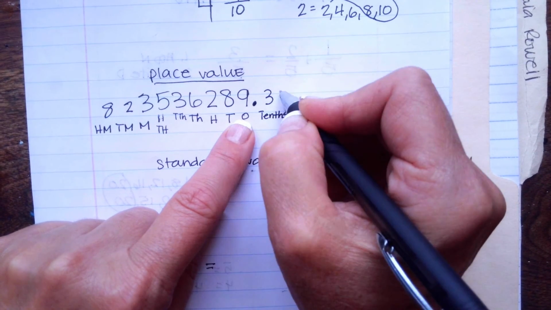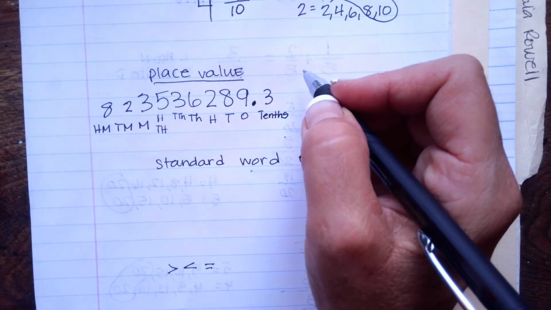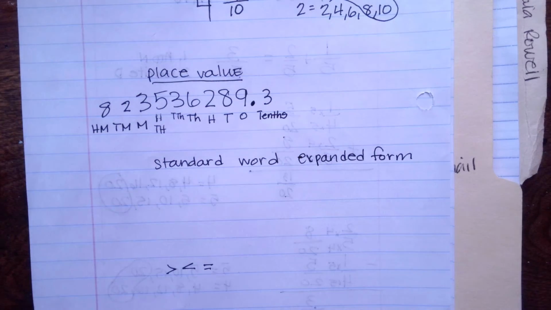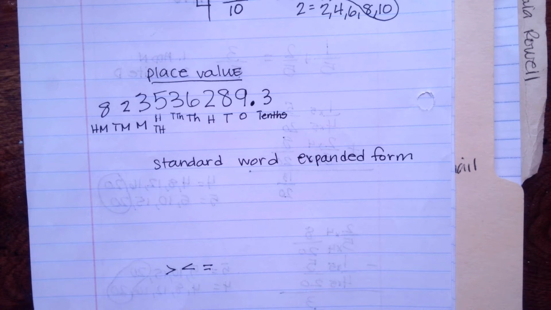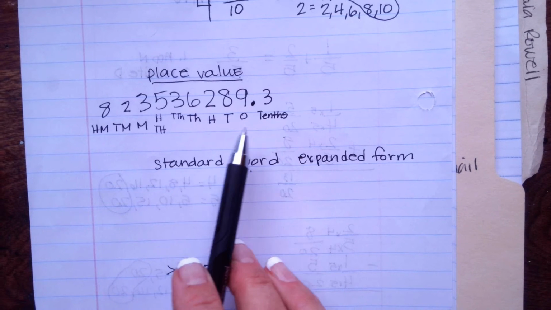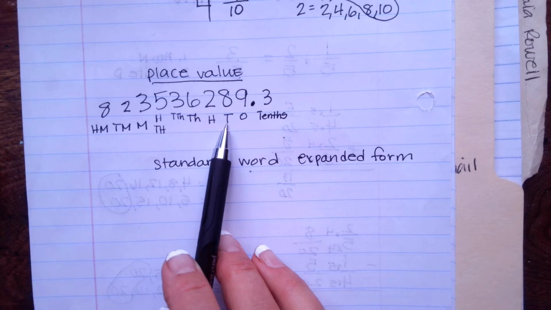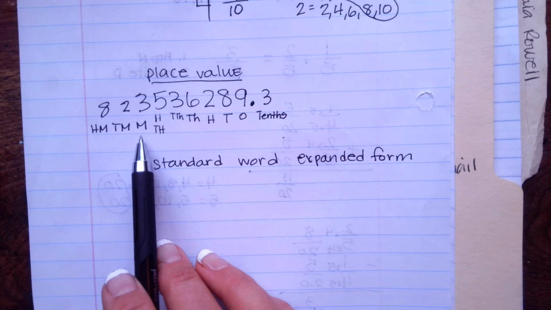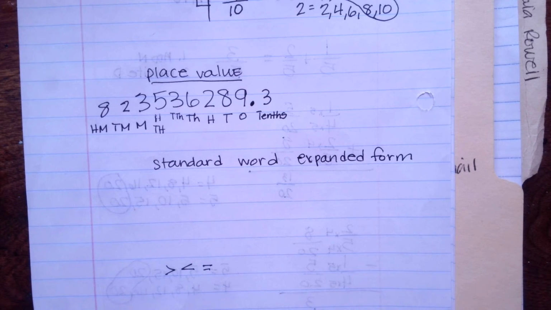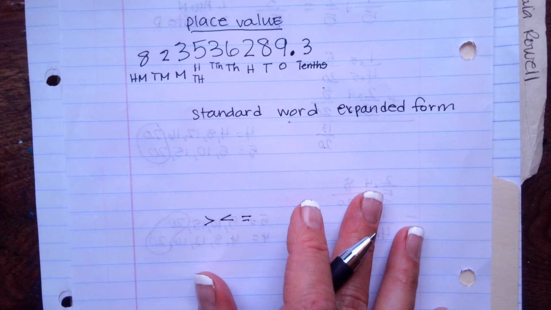Tenths, hundredths, thousandths, ten-thousandths, hundred-thousandths. It goes the same thing. We just don't have a oneths. It starts with the tenths. And then it follows the same thing, but a TH is at the end of it. So it's like this: tens, hundreds, thousands, ten-thousandths, hundred-thousandths, millionths, ten-millionths, just with the TH at the end.